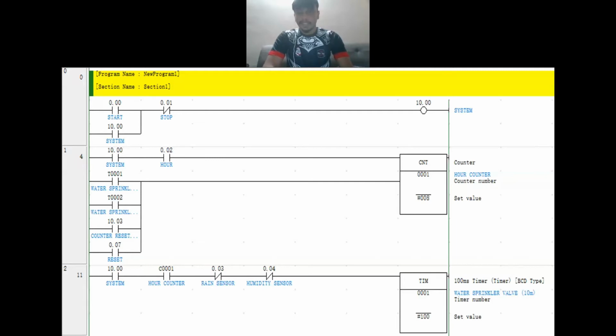Our counter is for 8. It will count for 8 hours, because our project has a time frame in which it runs every 8 hours. So there will be a counter with a set value of #008, which indicates 8 hours.